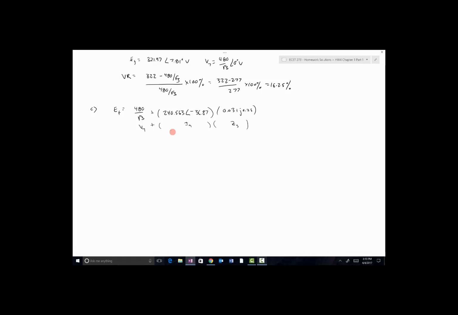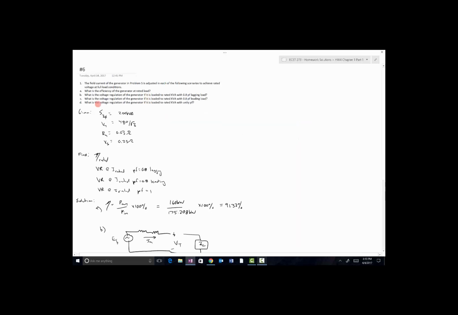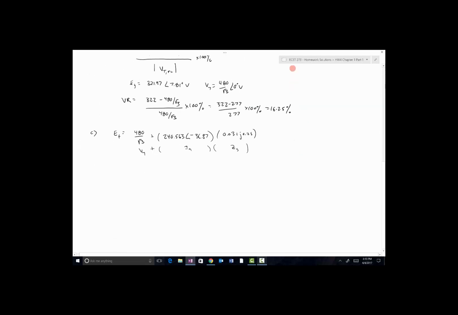Oh, we're doing part C. Part C asks what's the voltage regulation of the generator if it's rated kVA with 0.8 power factor leading. So it'd be a plus sign. The lagging load is what we just analyzed. So we just have to solve this equation for EF. That's 252 at an angle of 12 degrees volts.